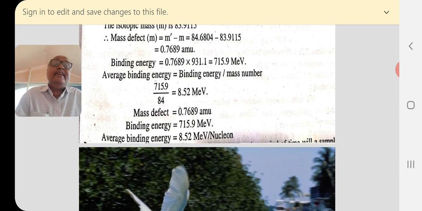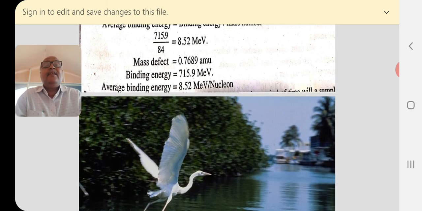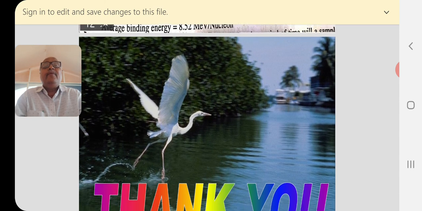As per this, the example which you have to solve for homework purposes is provided along with the e-material. Now, for this chapter, it is sufficient, and for your patience, thank you.